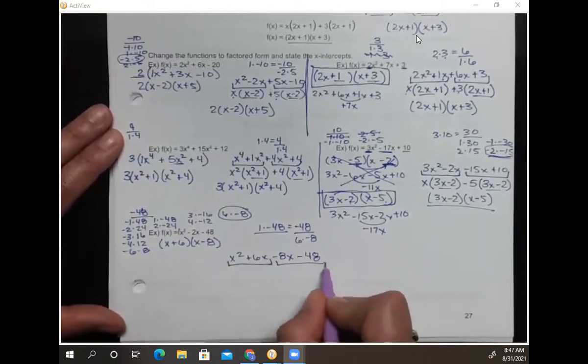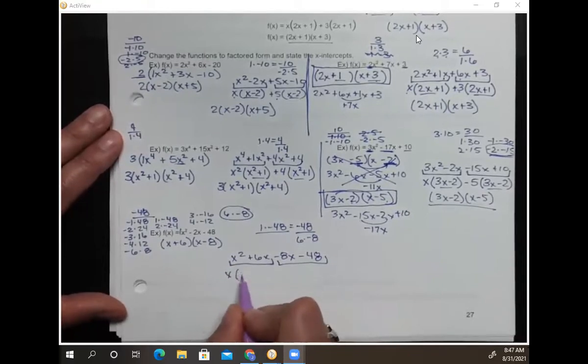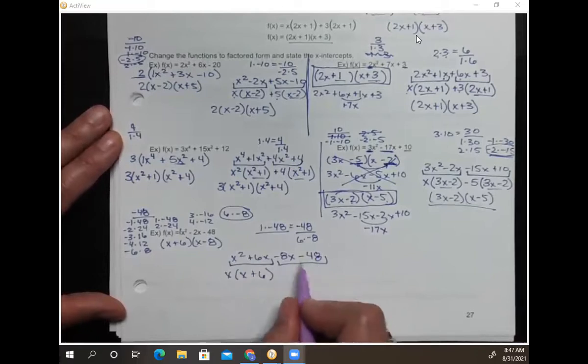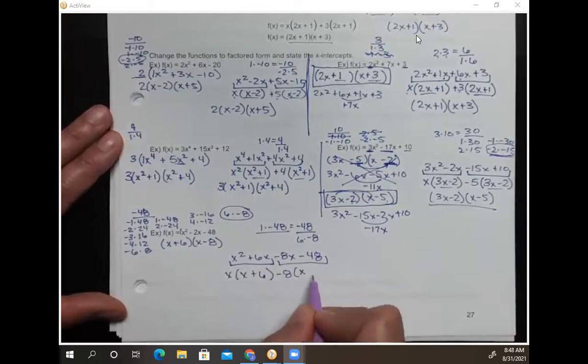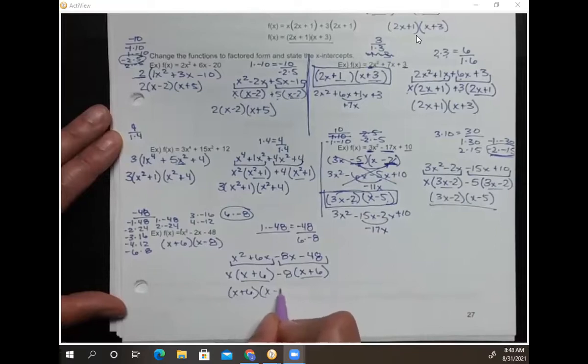Now I split this up into groups since I have 4 terms. The GCF for our first group is x. That would leave us with x plus 6. The GCF for our second group would be 8. Again, since my group starts with a negative number, I'm going to pull out a negative GCF. So -8 for my GCF, that would leave me with x plus 6. Now my part in parentheses here, that x plus 6 is the same, and that's my common factor for the entire problem. And when I factor that out, that leaves me with x minus 8.